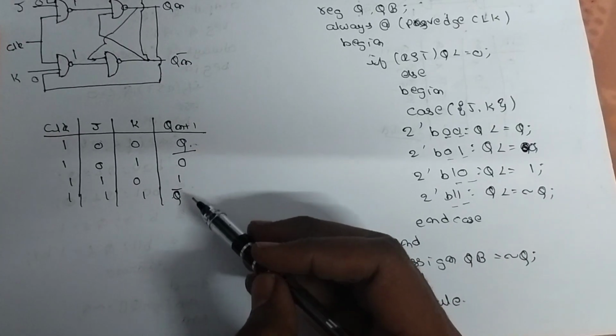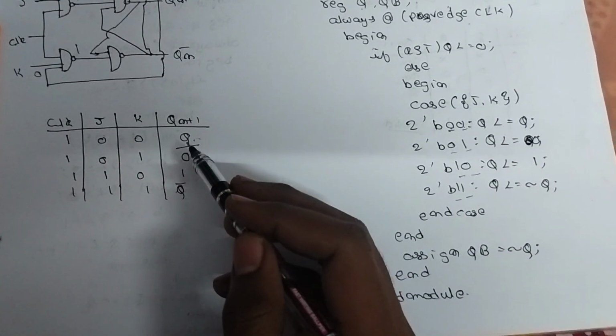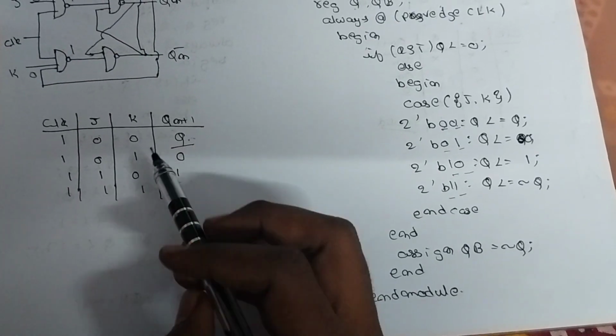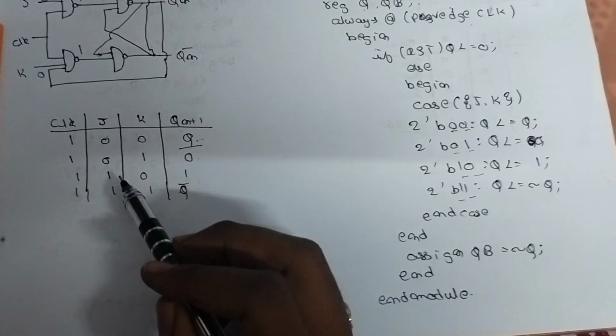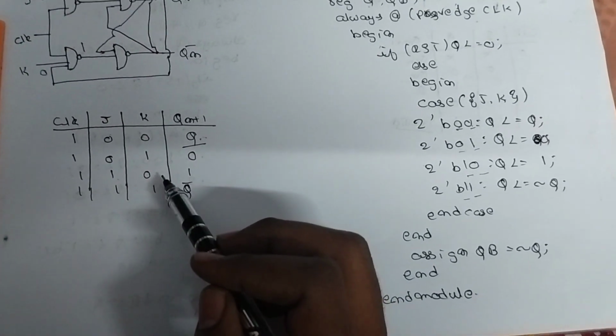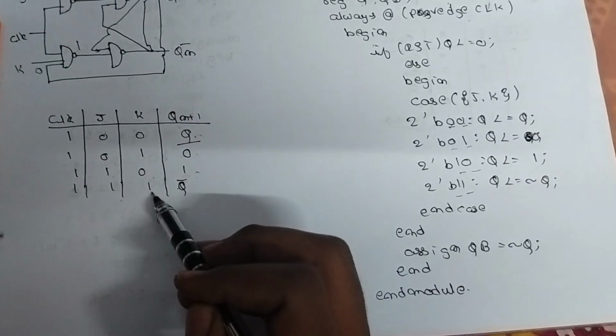Here we can see that if J and K are 0 0, then Qn plus 1 is Q. If J is 0 and K is 1, Qn plus 1 is 0. If J is 1 and K is 0, then Qn plus 1 is 1. If J is 1 and K is 1, Q bar will come.